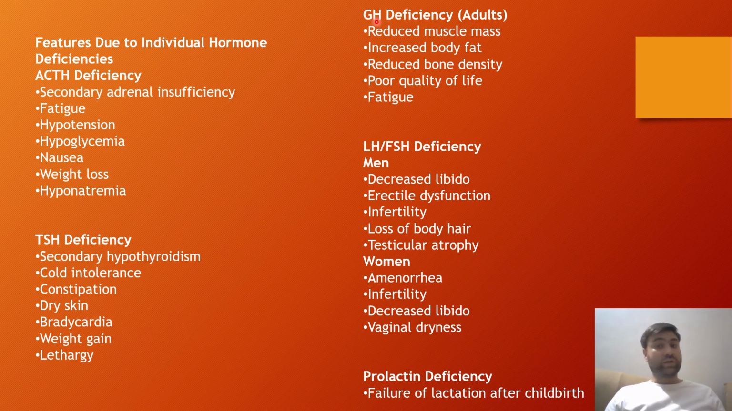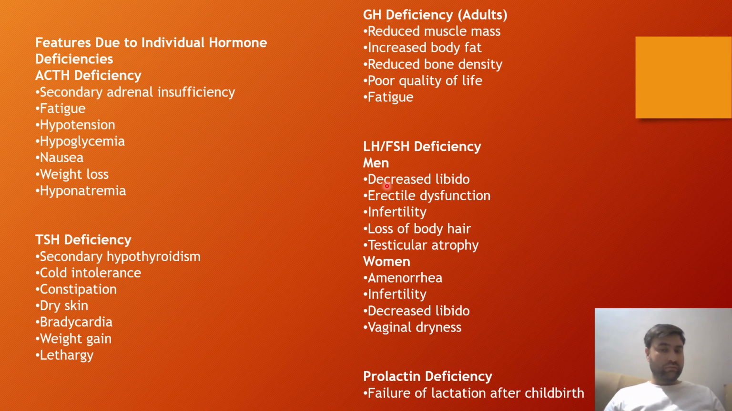If the patient has growth hormone deficiency, then patient has dwarfism, and as a result, patient has low muscle mass, high body fat, bone density is low, and the patient has osteoporosis, poor quality of life because of short stature, maybe, and fatigue. Then LH and FSH deficiency.